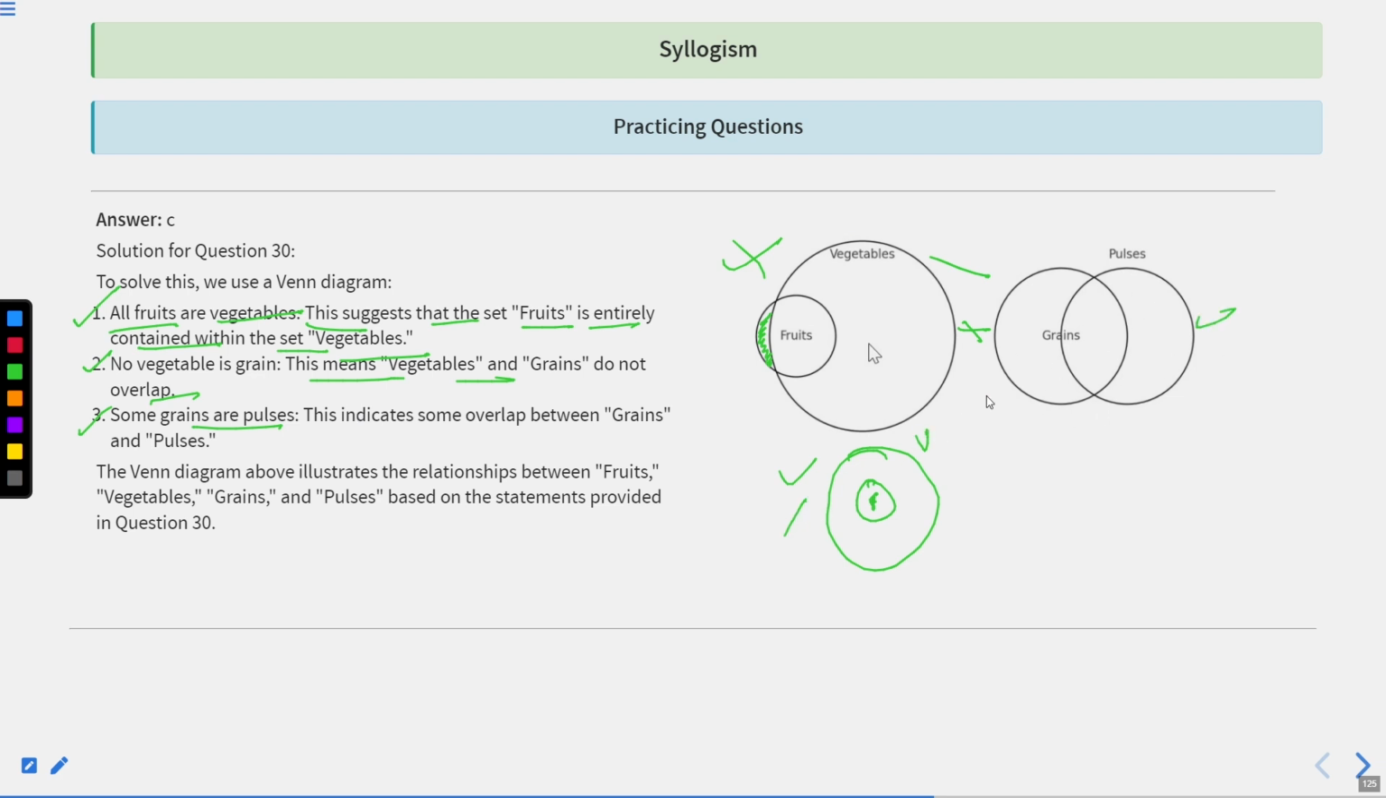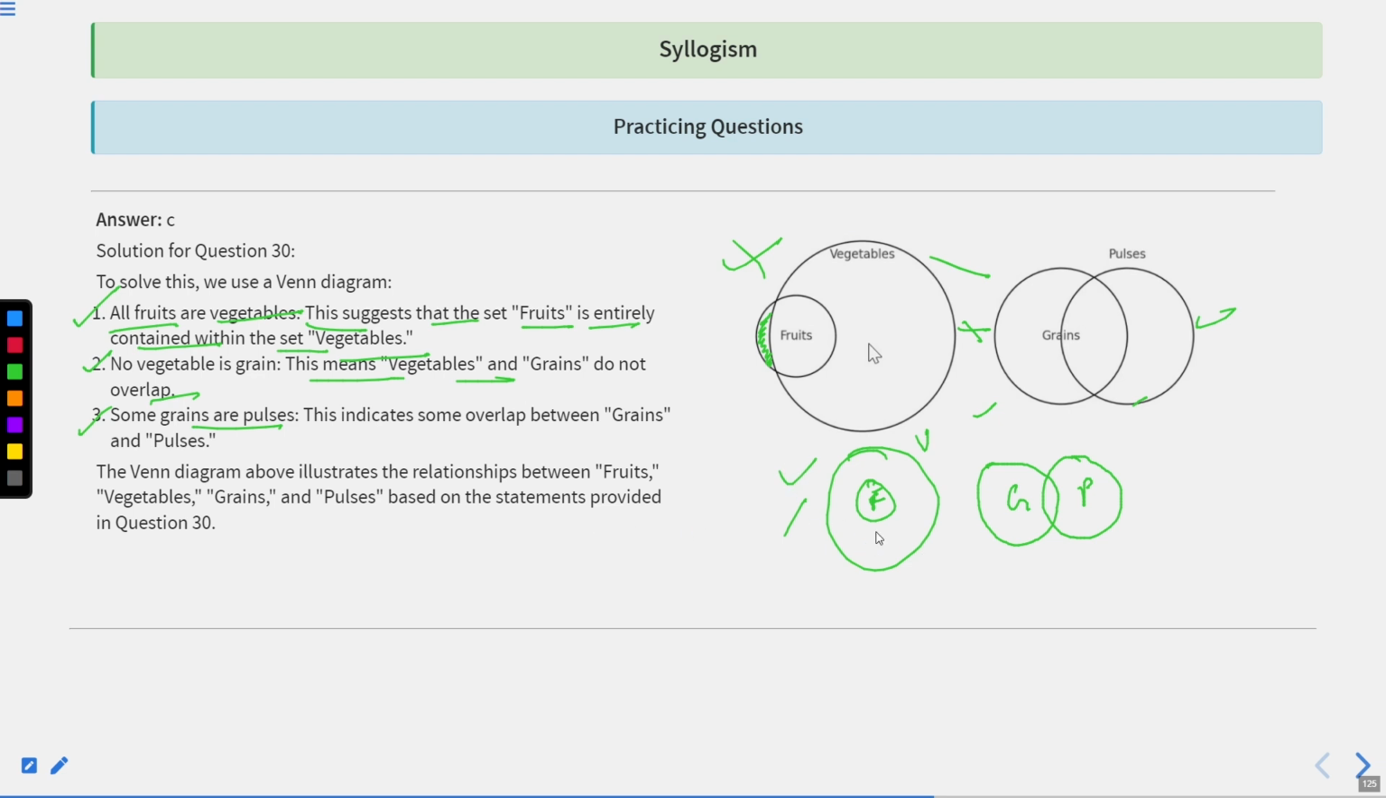So this representation, this and this, are the correct method of drawing the Venn diagram in order to represent the statement that has been provided. For your better understanding, I am just drawing this Venn diagram here itself so that you don't get confused. This is grains, and then this is pulses, and this is vegetables, this is fruits. So fruits, vegetables, grains, and pulses. This is the correct diagram, the pictorial representation.